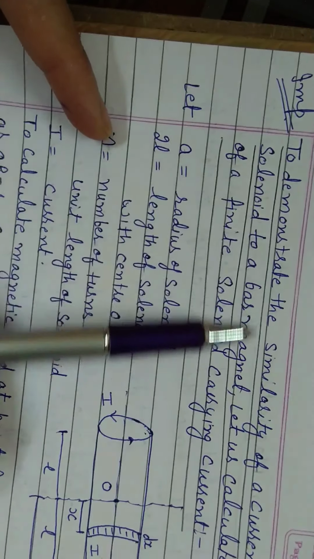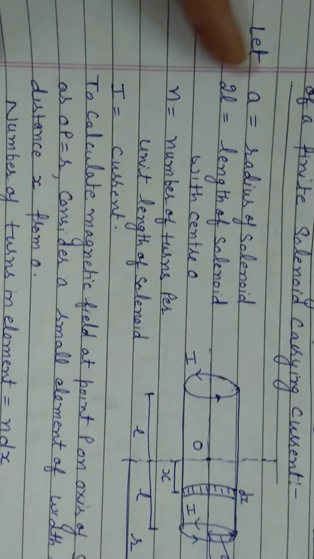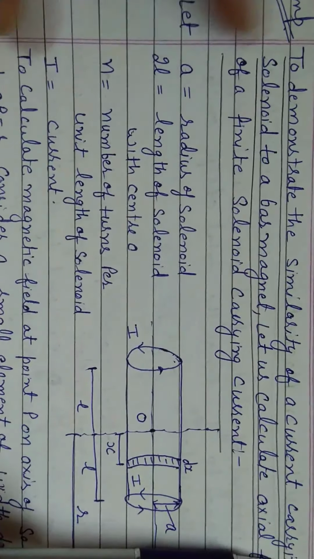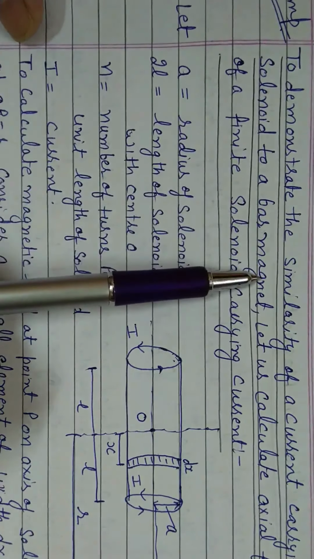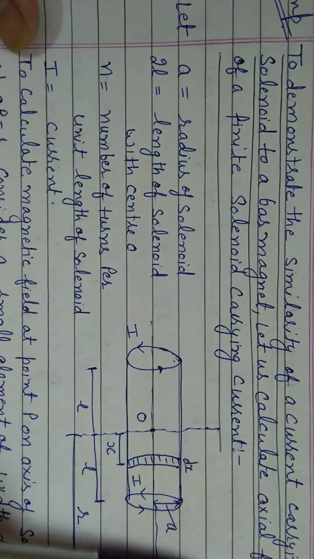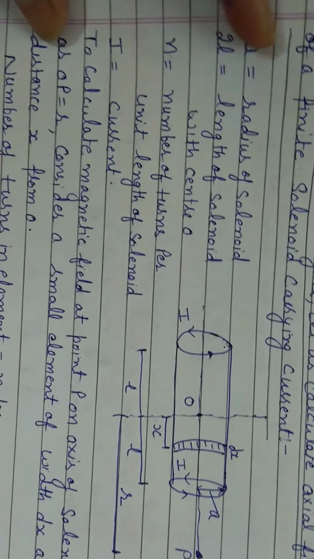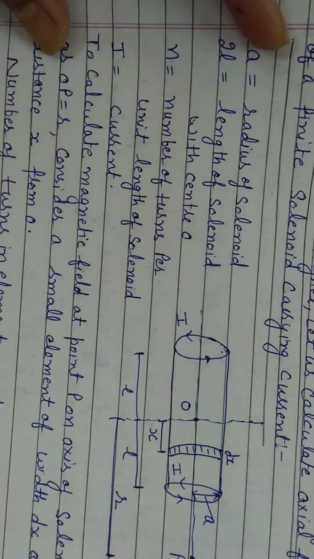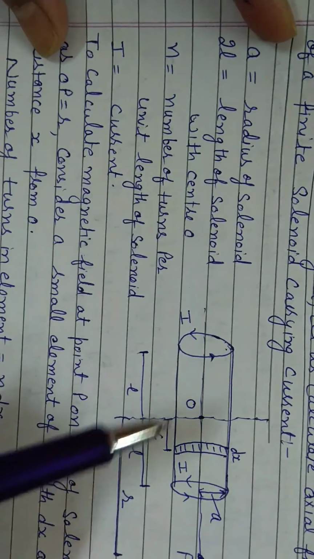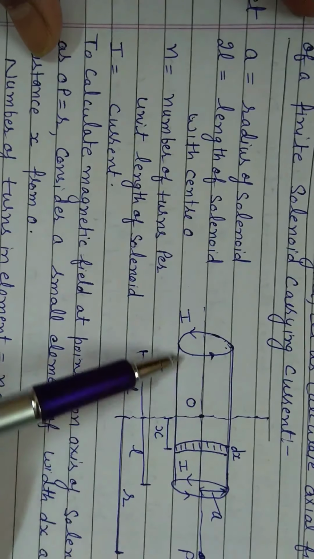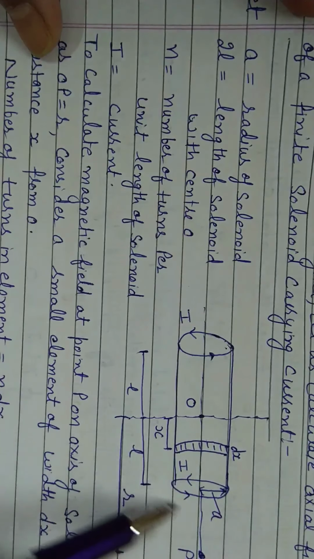But now we have a very important question from the NCERT questions: to demonstrate the similarity of a current carrying solenoid to a bar magnet. Let us calculate. First, what we have to do for that, very important question. We consider this solenoid which carries the current.